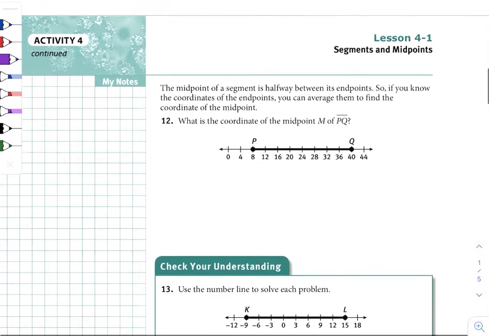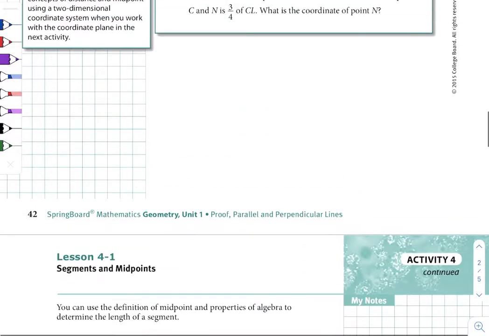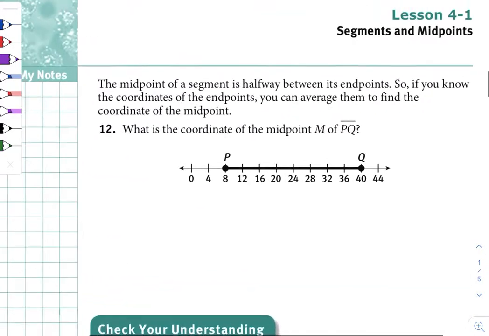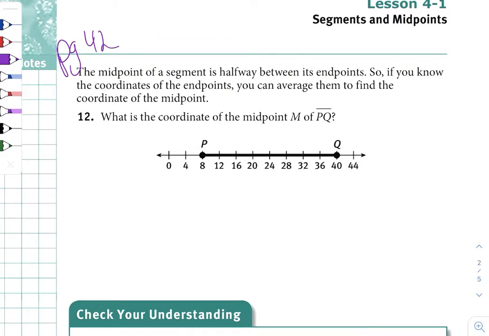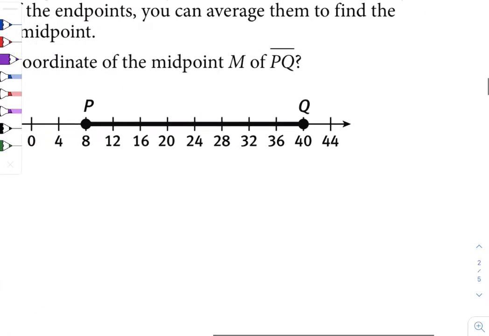So let's take a look at 12. We're now on page 42. All right, so we're moving on to the next page, which is 42. And number 12, the midpoint of a segment is halfway between its endpoints. So if you know the coordinates of the endpoints, you can average them to find the coordinate of the midpoint. So what does that mean?